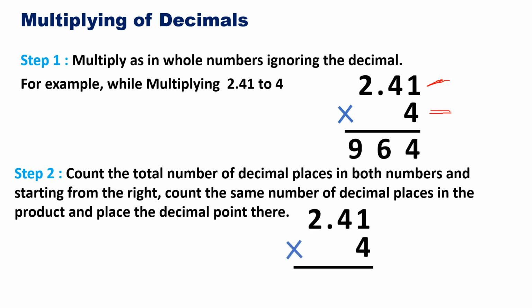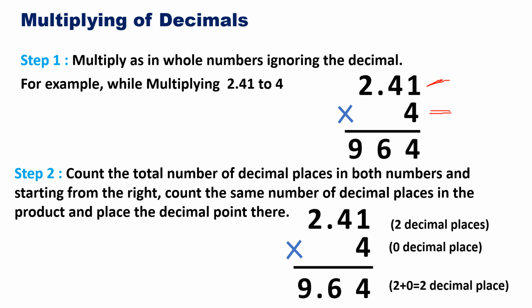Let's see. So here two decimal places are there. In 2.41, two decimal places are there. And in 4, 0 decimal places are there. So 2 plus 0 is 2. So in the answer, in the product, before two digits the decimal point will come. So this is one digit, this is one digit. So before these two digits, the decimal point will come.